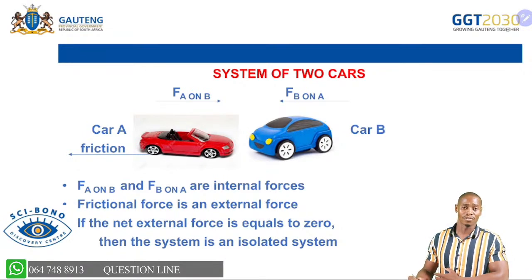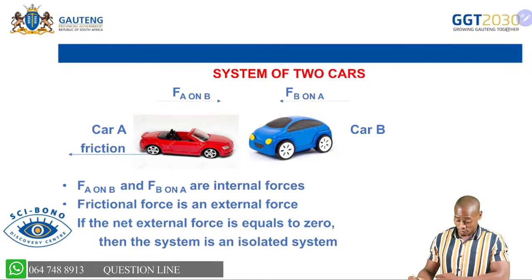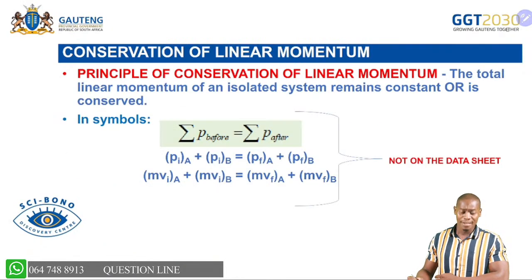So your internal forces are forces exerted by objects on each other, objects that are part of the system. For example, in this case, car A and car B. So force A on B, force B on A, those are internal forces. But if we talk about forces exerted by objects that are outside the system on objects that are in the system, for example, the frictional force, right, it will be the external what? Force, okay?